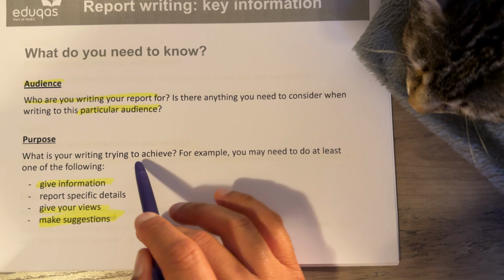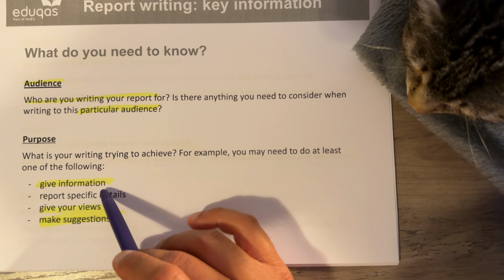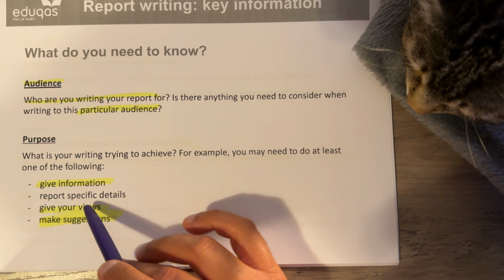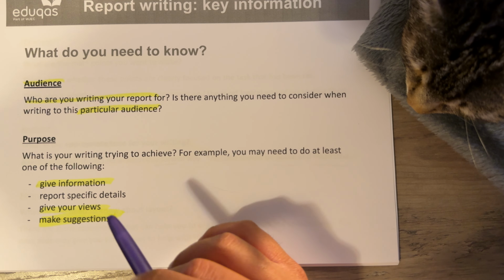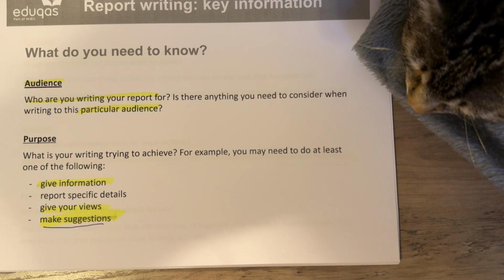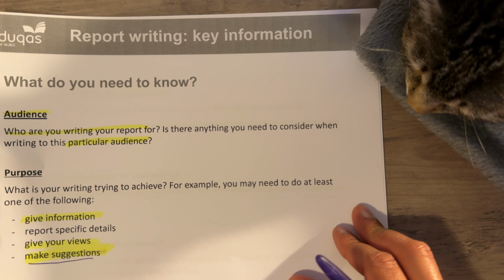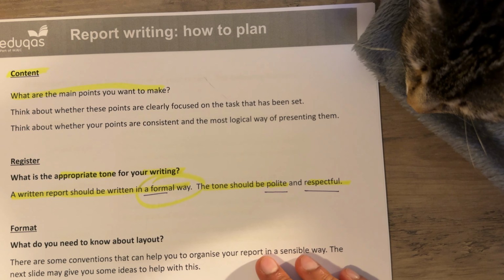What is your writing trying to achieve? For example, you may need to do at least one of the following. Maybe you need to give them some information. Maybe you need to give readers some specific details. Maybe you want to give some views, or most importantly, you might want to make some suggestions, okay? Recommendations. These are typically things you would expect to see in a report, the purpose of the report.